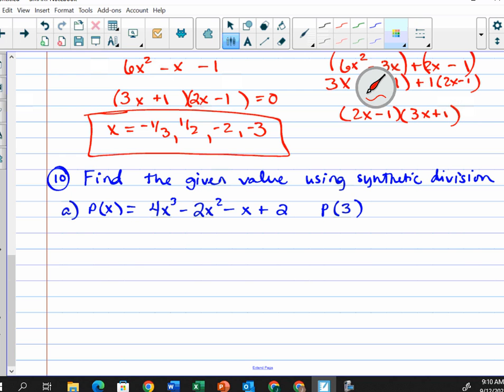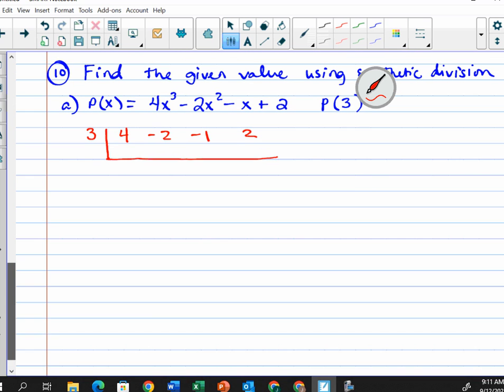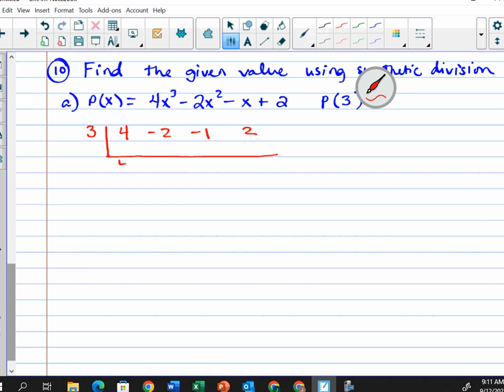Okay, algebraically, what you've done up to this point, if I said find P of 3, you just plug the 3 in everywhere there's an X, right? What part of synthetic division would give me that same answer? The remainder, right? Isn't that what the remainder is, plugging in that value? So you're going to do synthetic division with the 3. And that will give you the value. Bring down the 4.